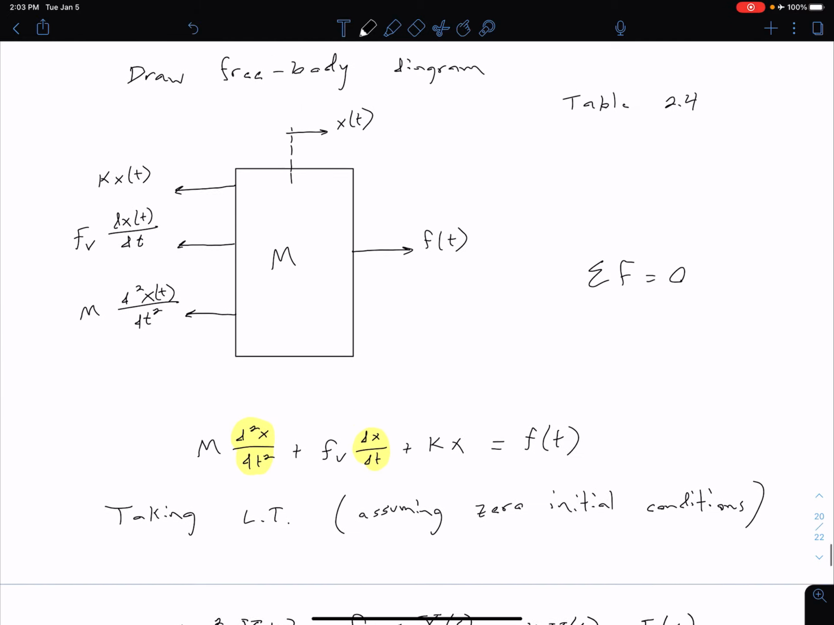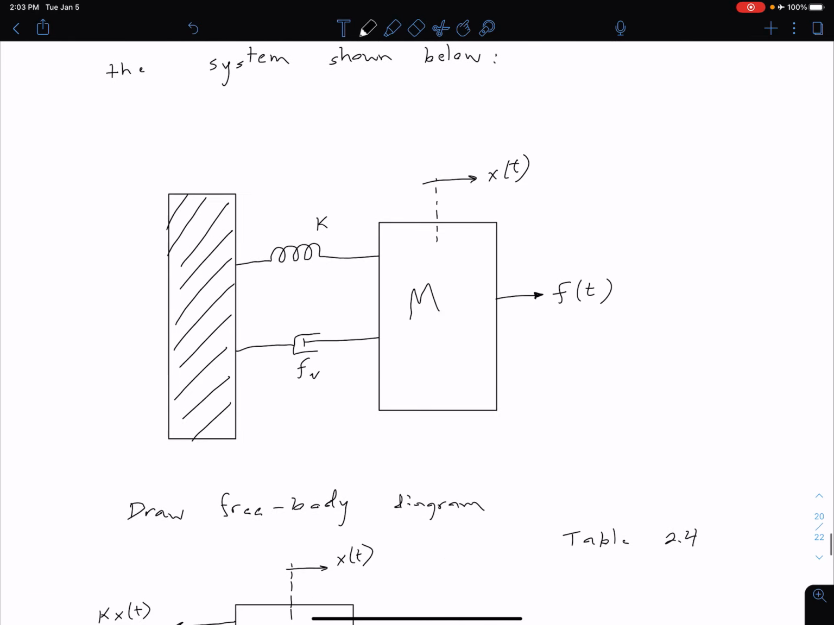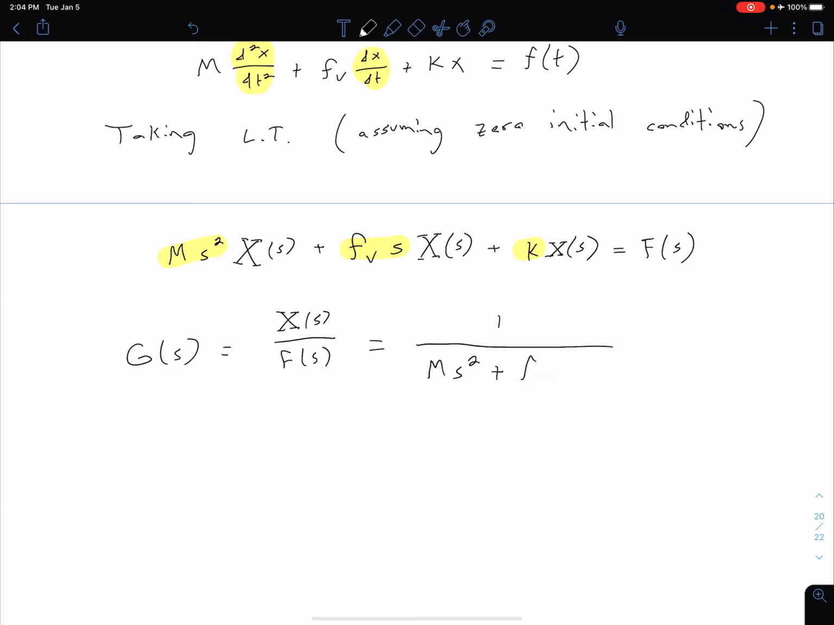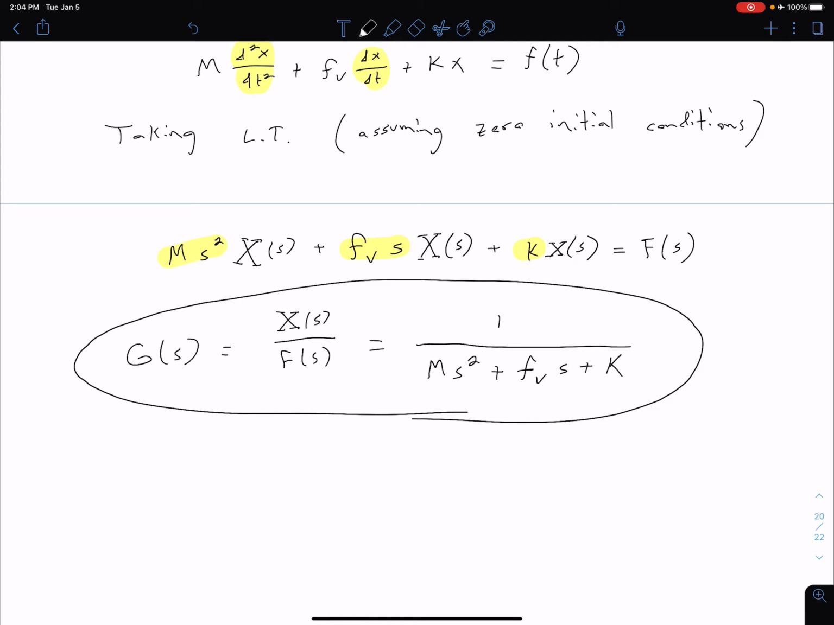Now, if we're looking for our transfer function that we said was X divided by F, all we have to do is factor out these terms on the left because we just have X there. So we can say our transfer function G of s is equal to X of s divided by F of s. If we factor out each of these terms, we see we have an ms squared, f sub v s, and a k. So what we get for our transfer function is just 1 divided by that quantity: 1 divided by ms squared plus f sub v times s plus spring constant k. That would be how we could find that transfer function.